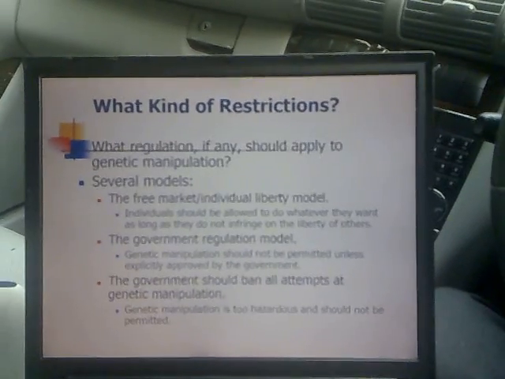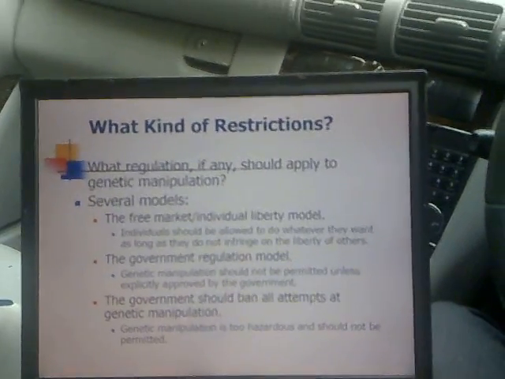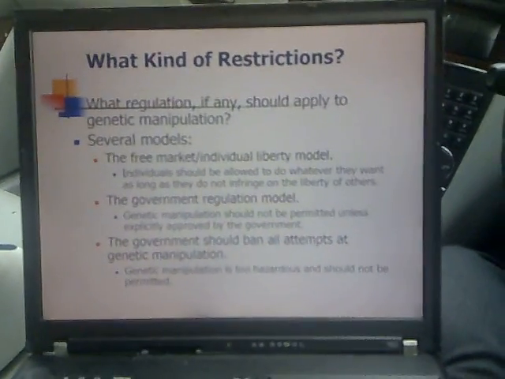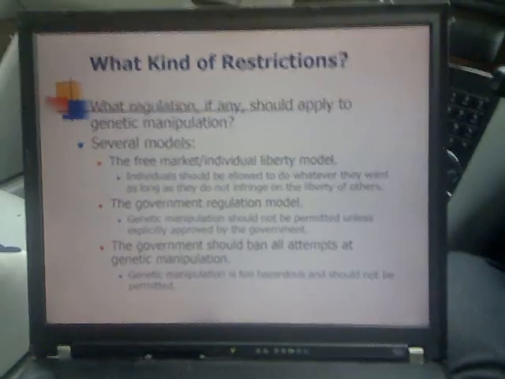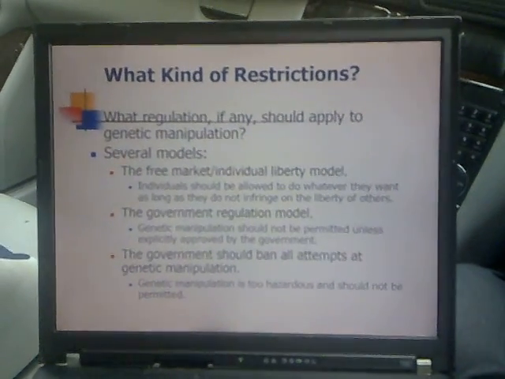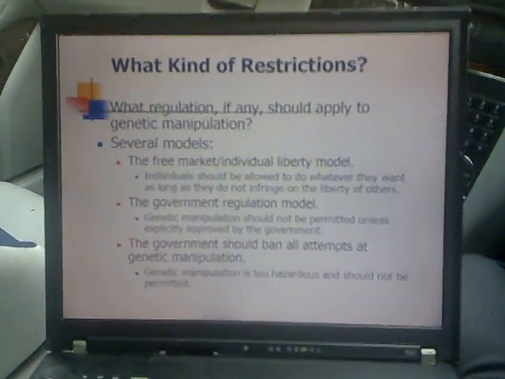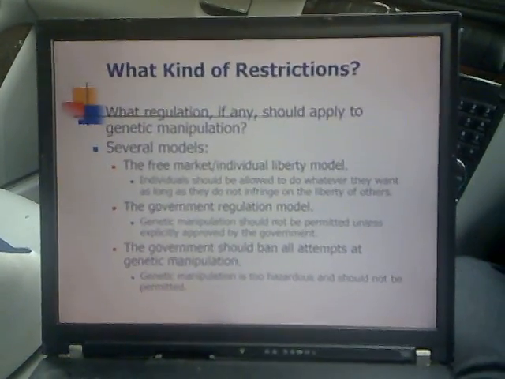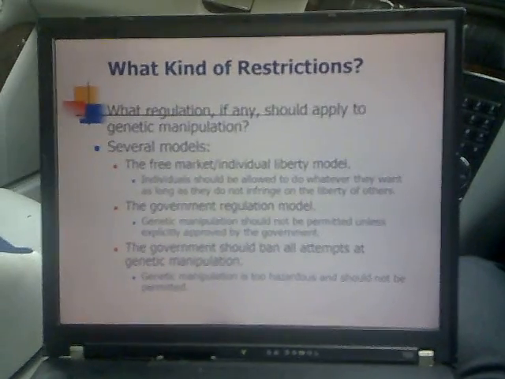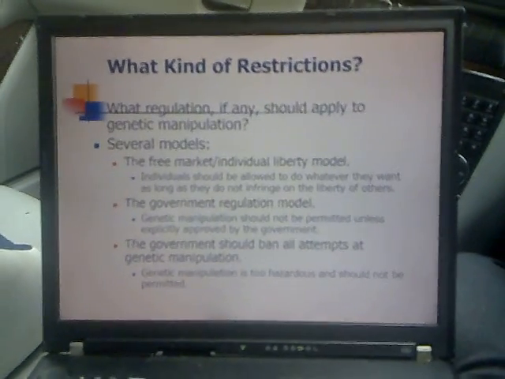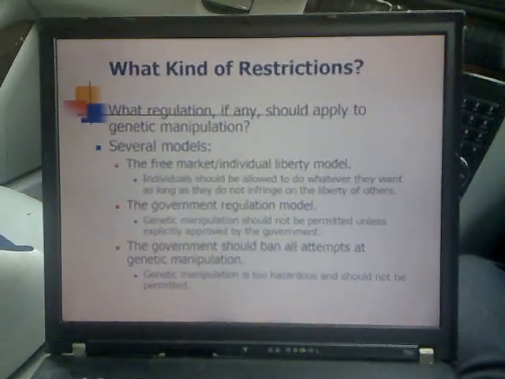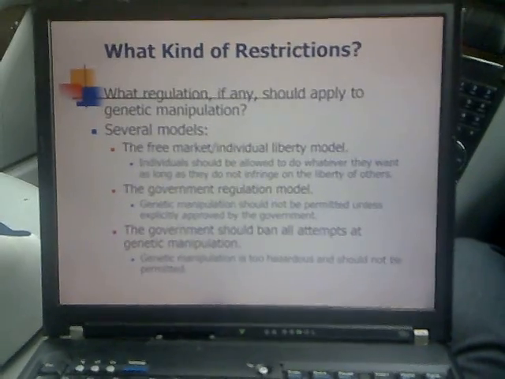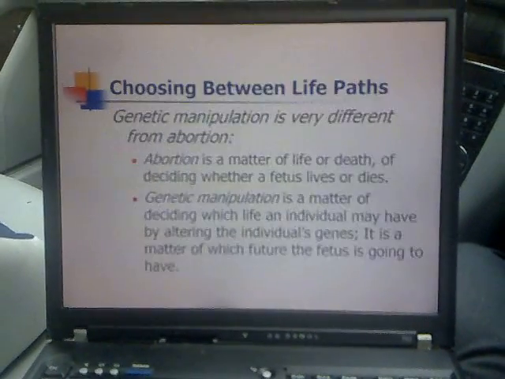So if you want to do genetic engineering, what are some of the restrictions that the government should apply? Some people believe that it should be a free market model, which lets the market forces decide. If there's a demand, you provide the supply. But that's not very right because it's driven by money. Some people favor a government regulation model where the government will actually look into it and say, I allow this, but I don't allow this particular thing. Or some people just adopt a very stringent method and say, this should all be banned. Government should not allow any of this kind of experiment at all.